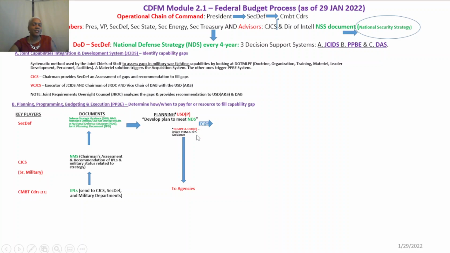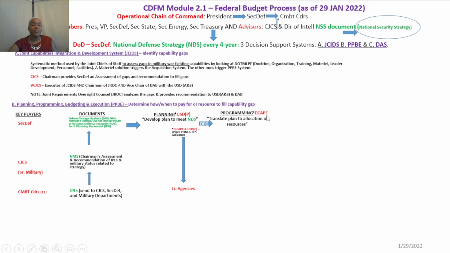We get budget estimate submission guidance from the USD Comptroller, Under Secretary of Defense Comptroller. At the end of the planning phase, we get the Defense Planning Guidance, DPG. So we get the guidance on what we need to do to prep for the next phase, sent out to the agencies from the DCAPE and the USD Comptroller. And at the end of the planning phase from the SecDef, we get the DPG.